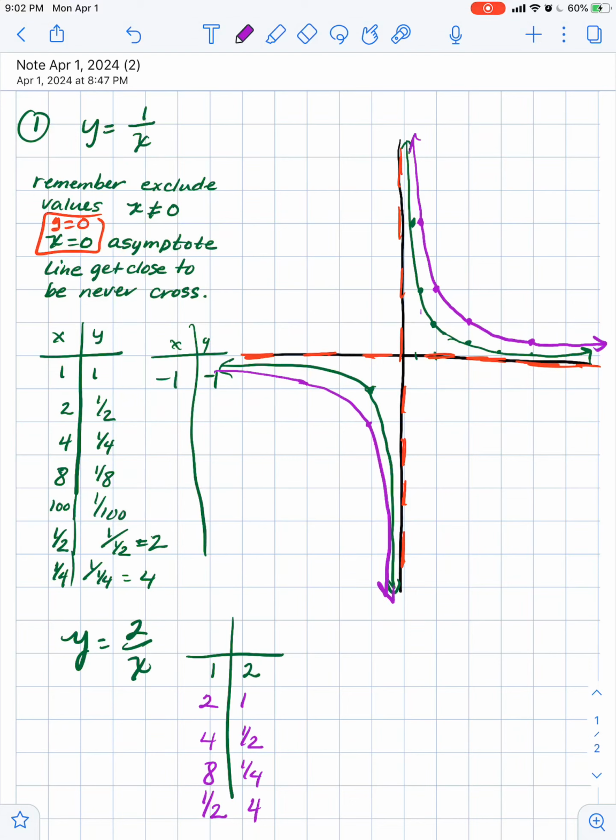And eventually it's going to cross. So if I had a 3, 3 would just come out more. So that's what's going to happen when you have a number over x. That's what my graph's going to look like.